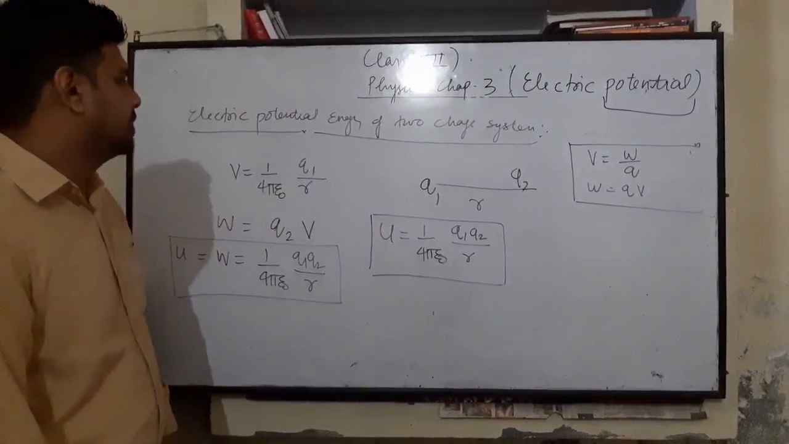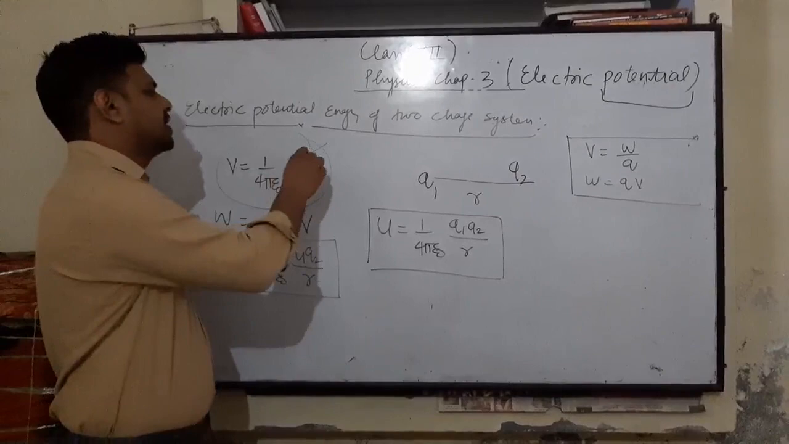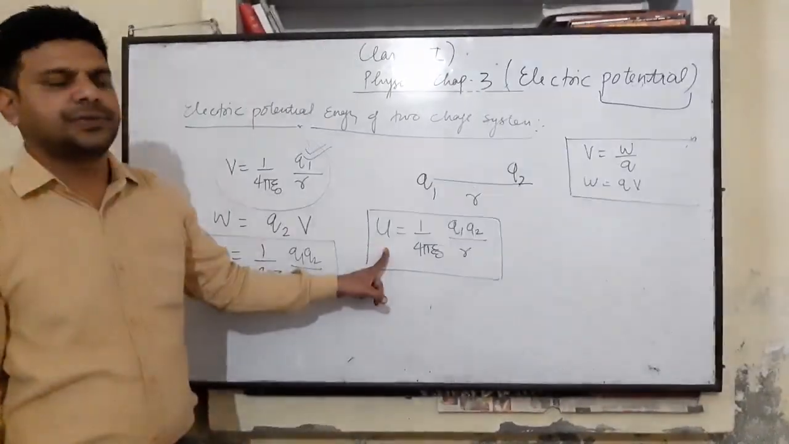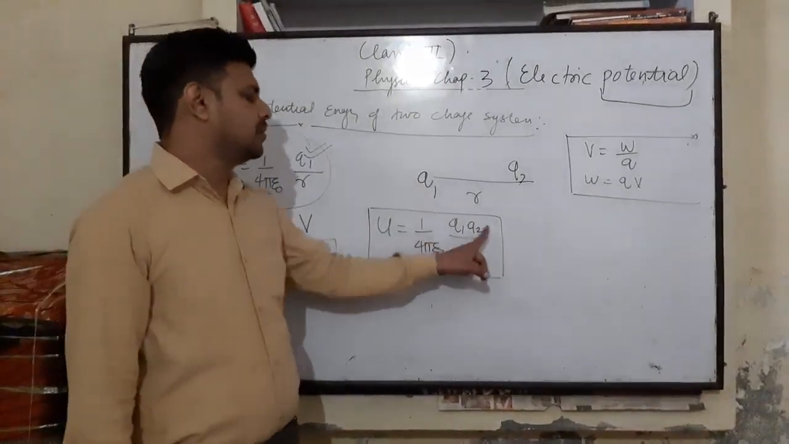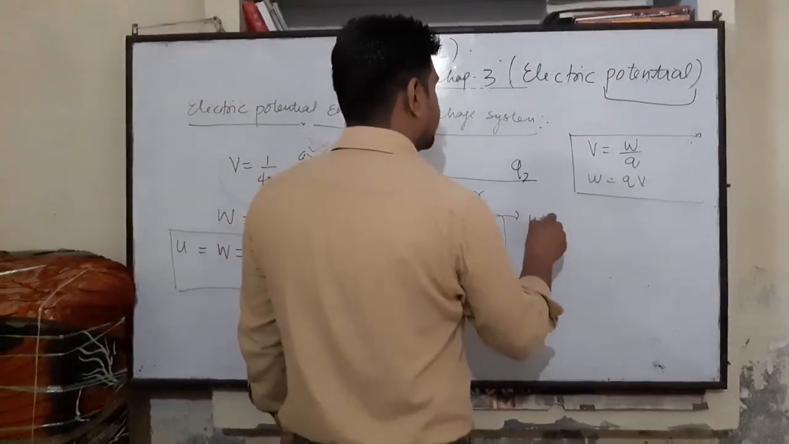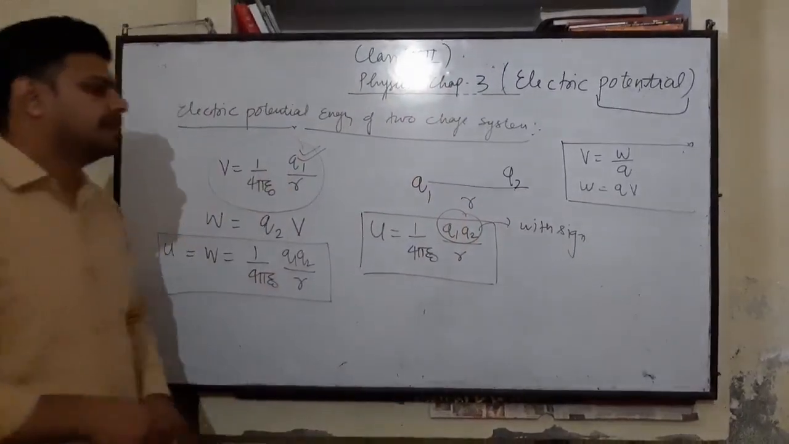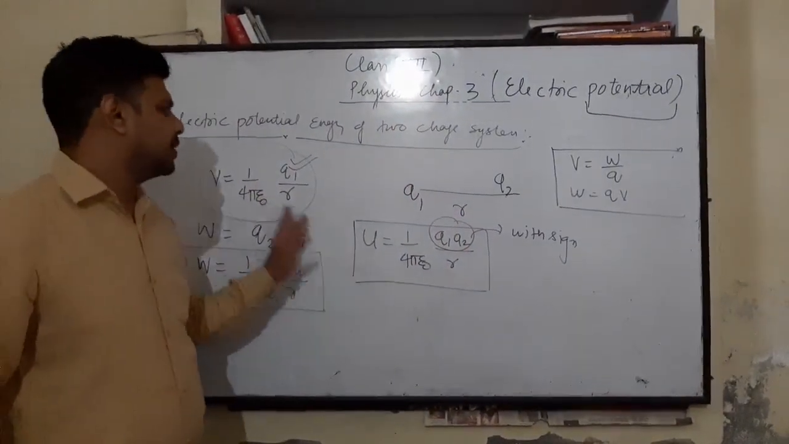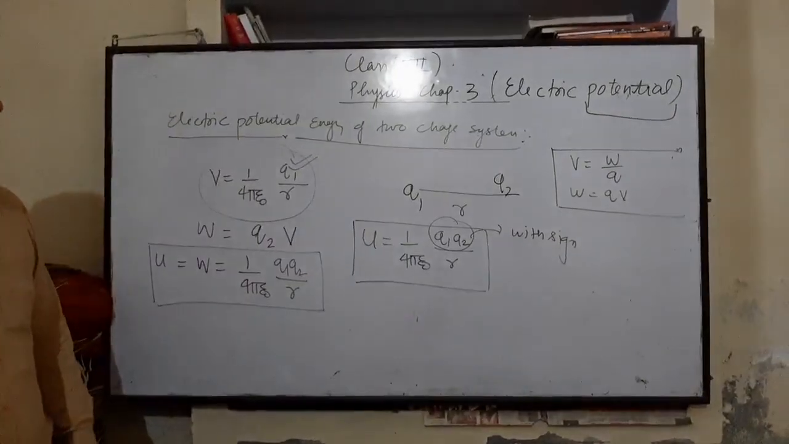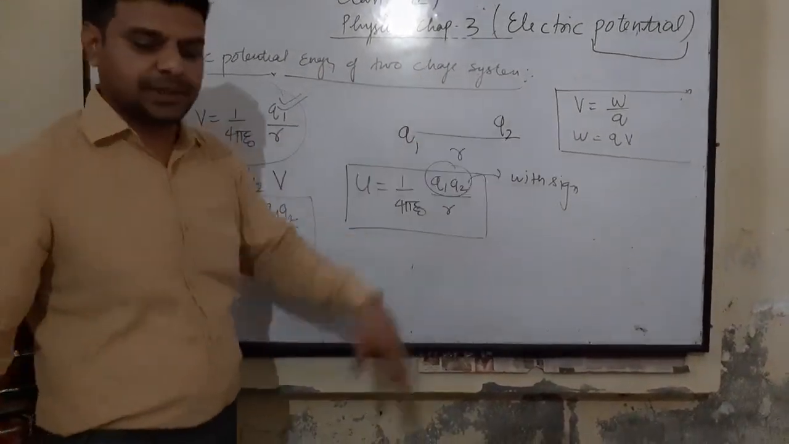As we have seen in this formula, we place the values of the charges with sign. In the formula for electric potential energy, we always place the values of both charges with sign. These are very important points. So in both formulas, we will use the values of charges with sign. So this was the expression for electric potential energy of a two charge system.